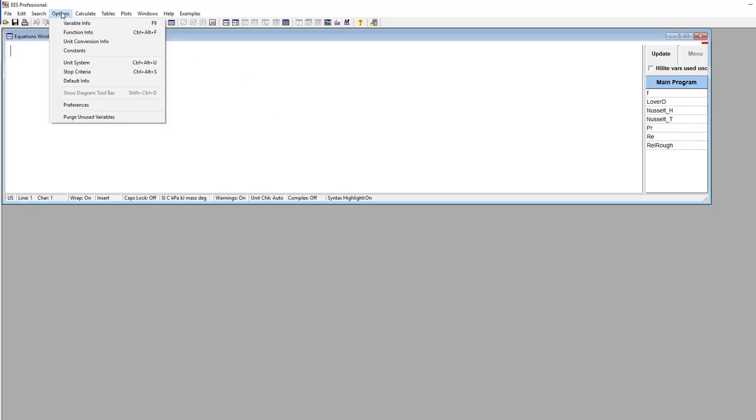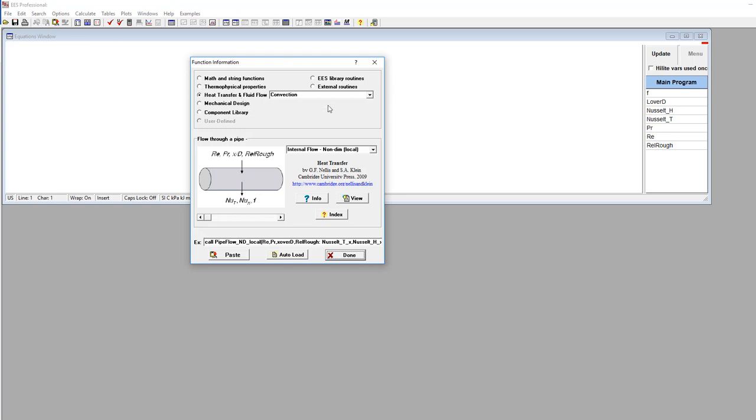So it's the same correlations, or I guess the same procedures, in these. We'll go to heat transfer and fluid flow, convection, and then internal flow. Again, let's just look at the average ones. Actually, let's look at the average non-dimensional ones. So what is the functional dependence?